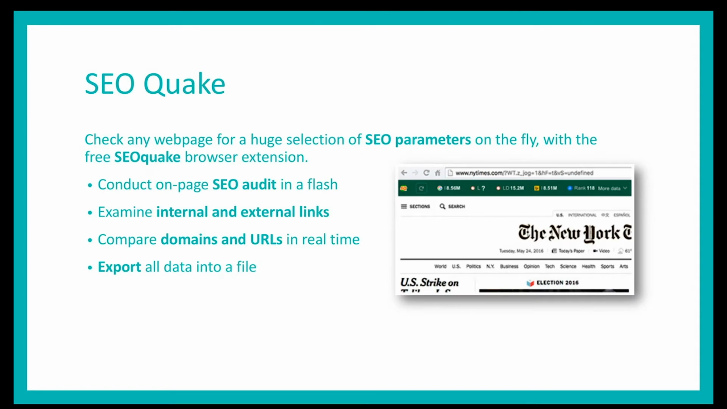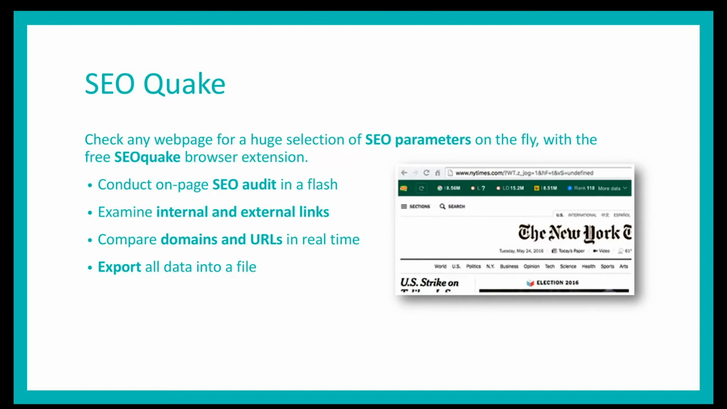So the first one is SEO Quake. This helps you check pretty much any web page for a number of different parameters. You get to set what you want to see from this tool. You can do audits, you can do link audits, you can compare domains, and you can export the data and work with it in another tool or share it. I love to export the data and work with it in Excel and really run some other scripts to see how much more we can get out of the specific data.